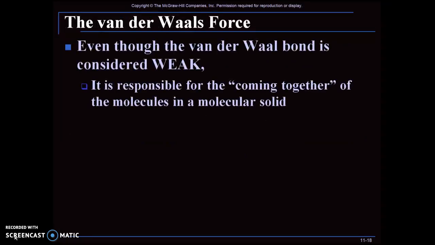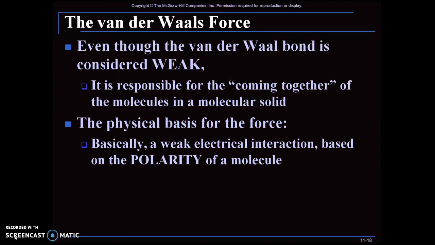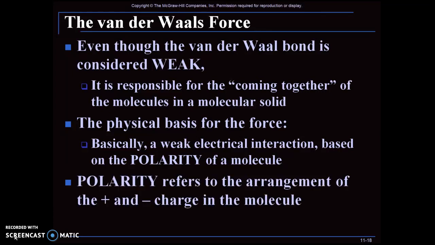Even though the van der Waals bond is considered weak, it is responsible for the coming together of the molecules in a molecular solid. The physical basis for this force is basically a weak electrical interaction based on the polarity of a molecule. Just based on the polarity of the molecule, there will be a small tiny bonding, and that is what makes it possible.